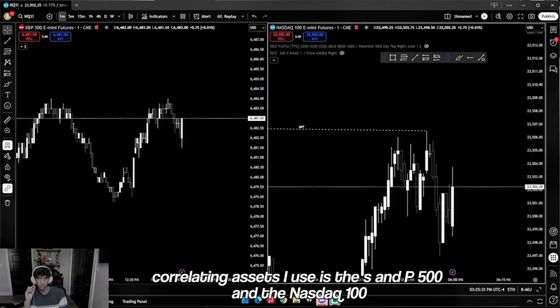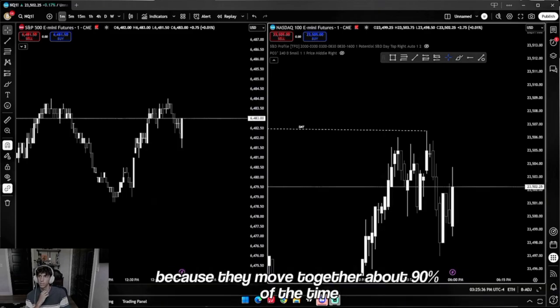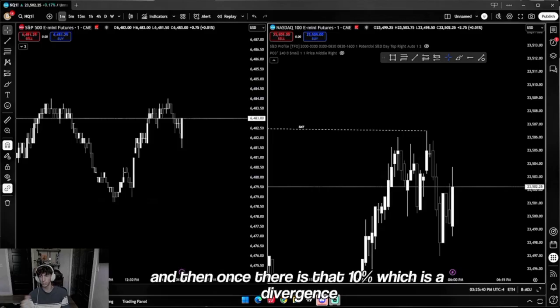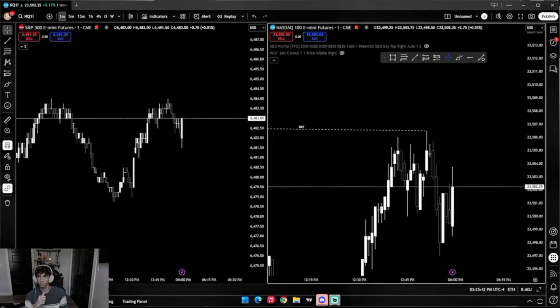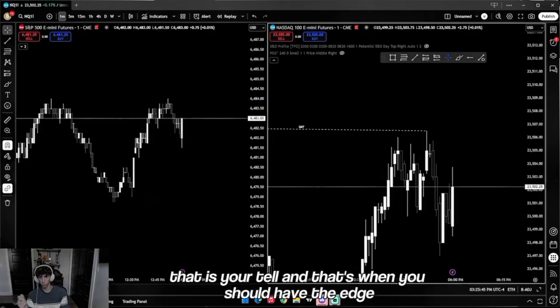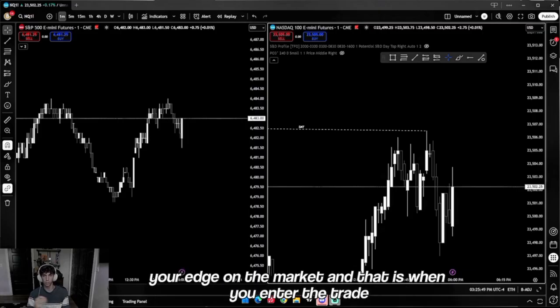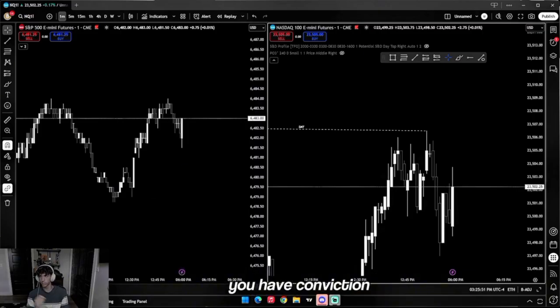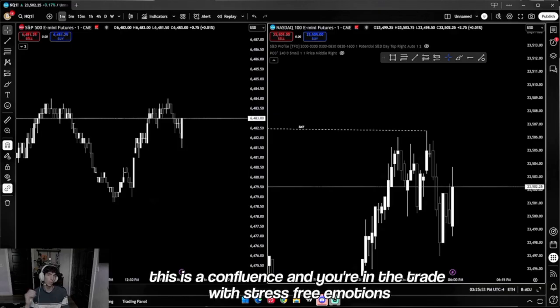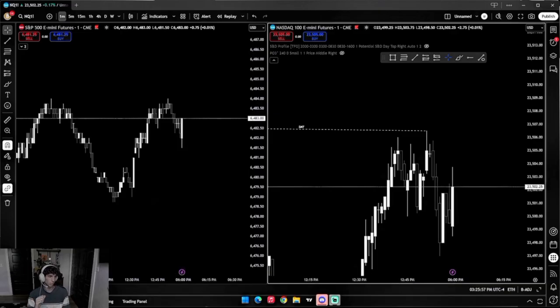The most correlating assets I use are the S&P 500 and the NASDAQ 100. The reason I use these is because they move together about 90% of the time, and once there is that 10%, which is a divergence, that is your tell, and that's when you should have your edge on the market, and that is when you enter the trade. You have conviction, this is a confluence, and you're in the trade with stress-free emotions.